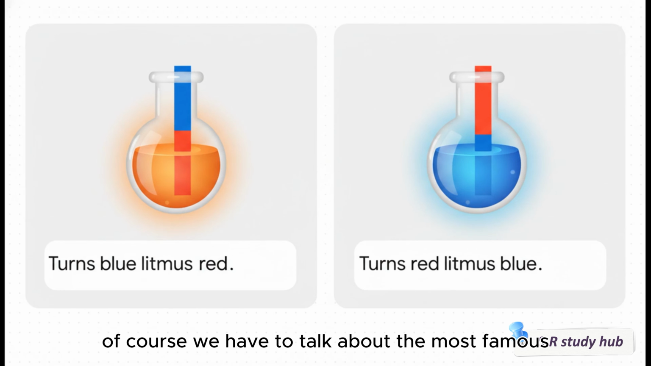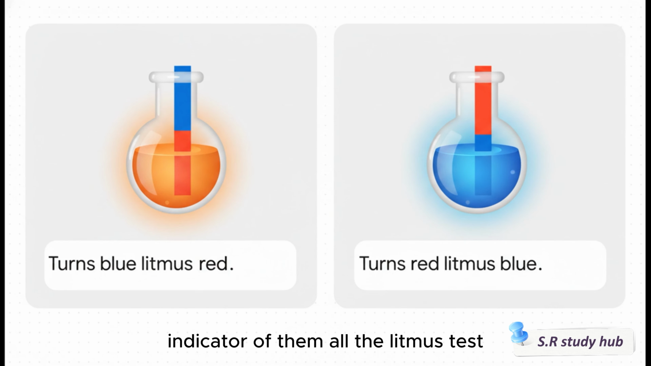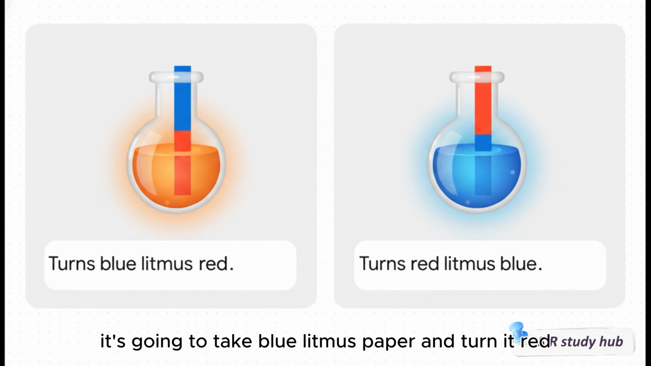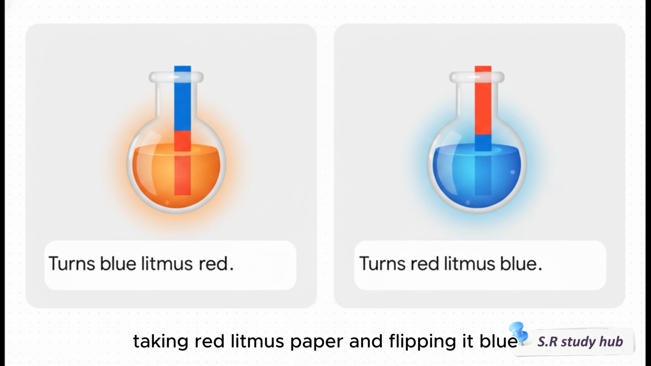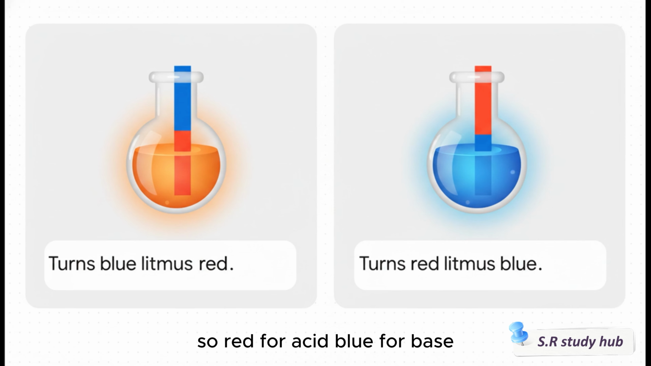Of course, we have to talk about the most famous indicator of them all, the litmus test. This is like the ultimate chemical flip-flop. If you've got an acid, it's going to take blue litmus paper and turn it red. But if you have a base, it does the exact opposite, taking red litmus paper and flipping it blue. So, red for acid, blue for base, always keeping to their separate sides.